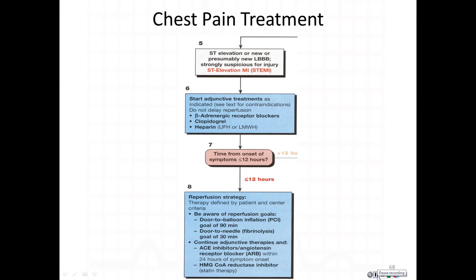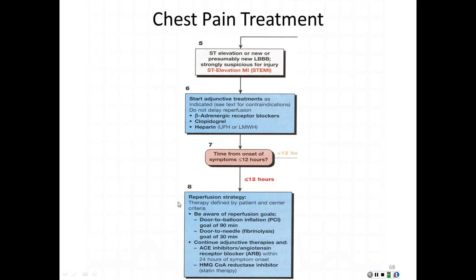Again, this is kind of looking at some of the different types of other things that you may be seeing. If the patient has ST elevation or presumably a new left bundle branch block, you're strongly suspicious for an MI, especially a STEMI, an ST elevated MI. Some adjunctive therapy you might see: these patients may be put on a beta blocker, maybe put on Plavix, and maybe started on heparin at that point in time. If the time from onset of symptoms is less than 12 hours, then we need to start a reperfusion strategy on these patients.